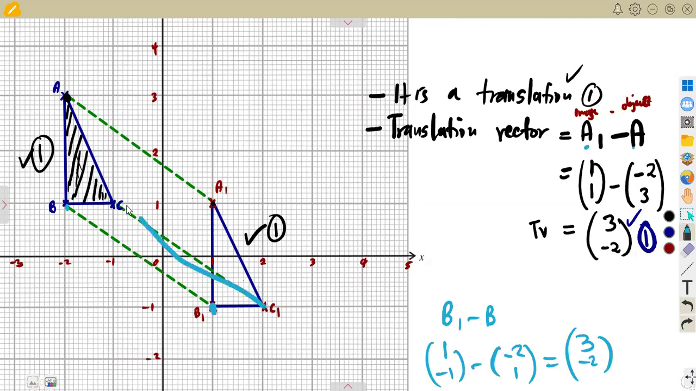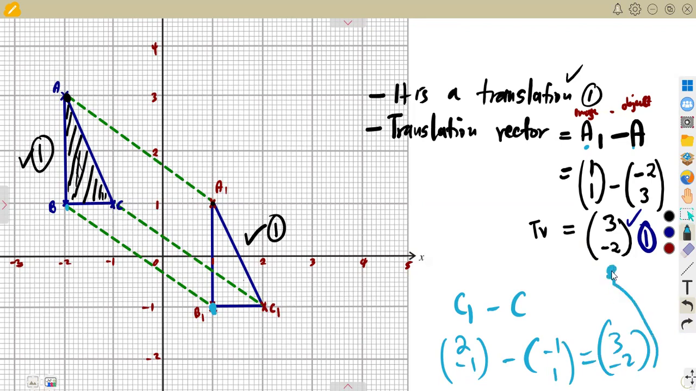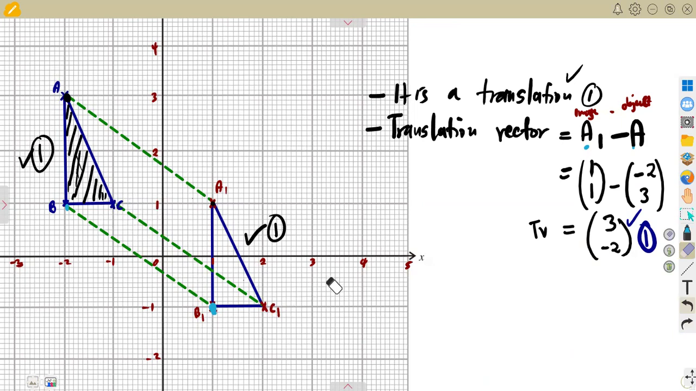Even if you use C1 minus C, you are going to have the same answer there. Same answer. So you can even use C1 minus C. What is the point C1? (2, -1). (2, -1) minus the point C, which is the object, (-1, 1). So if you subtract this, you're going to obtain (3, -2). That's the same translation vector. So that's to describe a translation. To describe a translation, this is what you need.